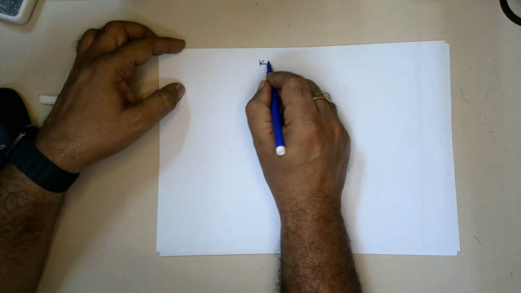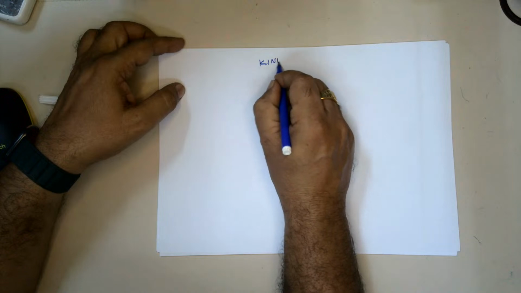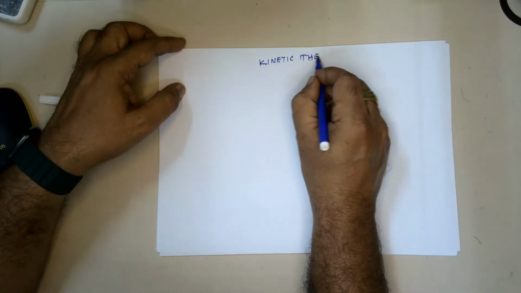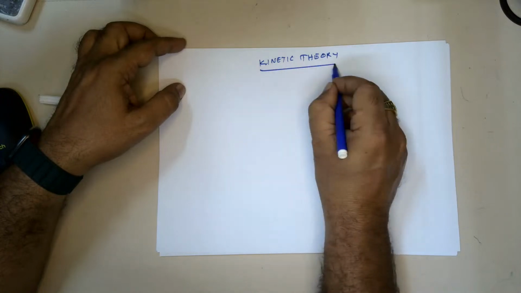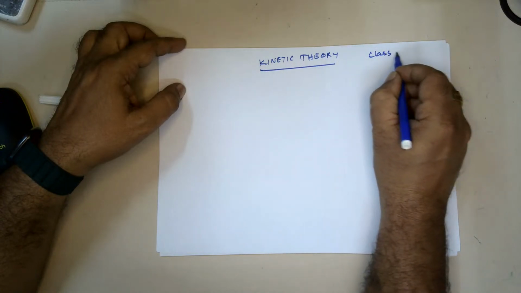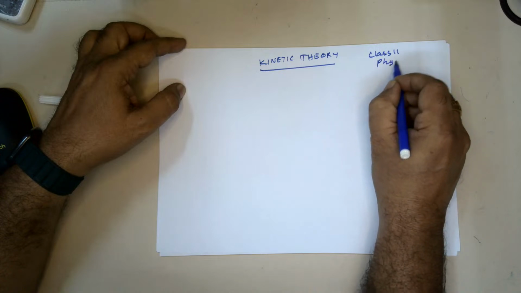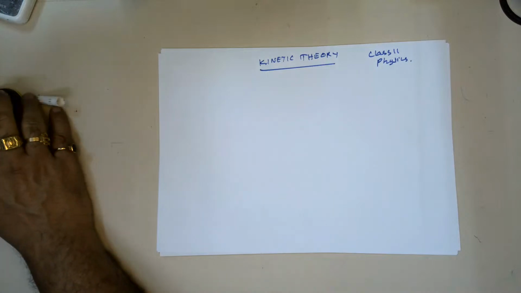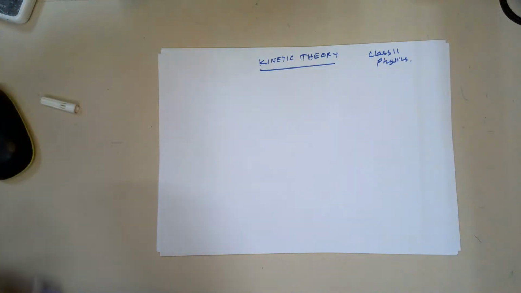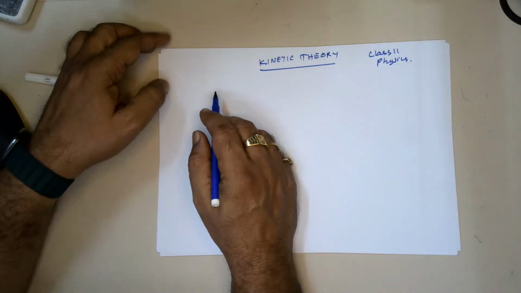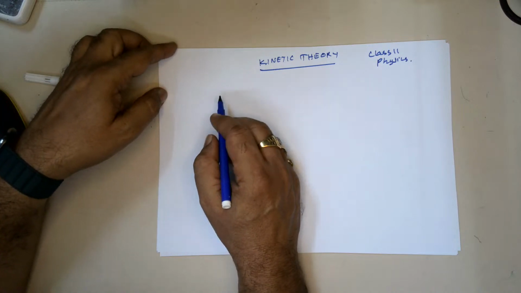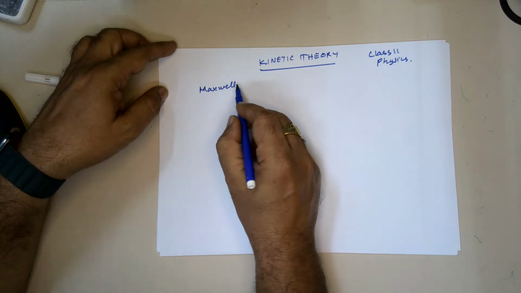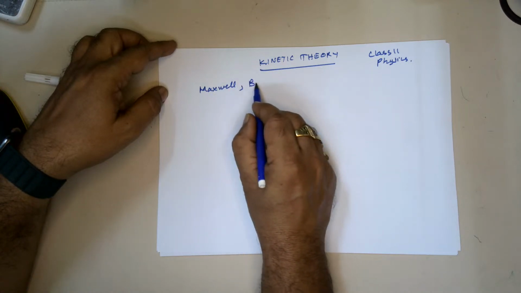Today we will discuss some problems based on kinetic theory in physics. Kinetic theory of gases, class 11, physics. The kinetic theory was developed in the 19th century by Maxwell and Boltzmann and others.